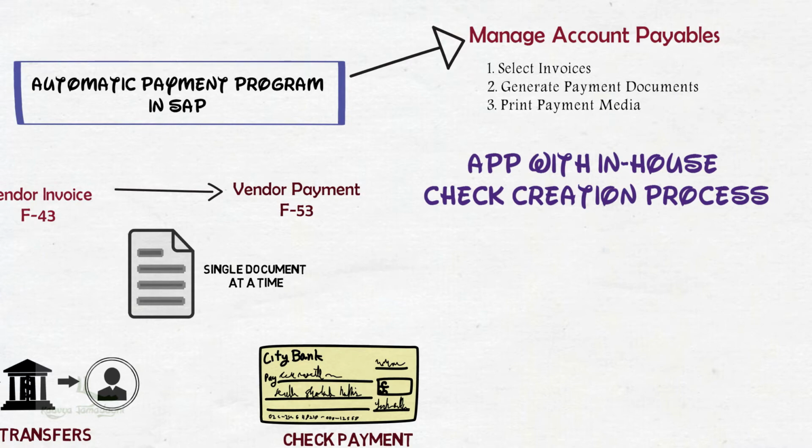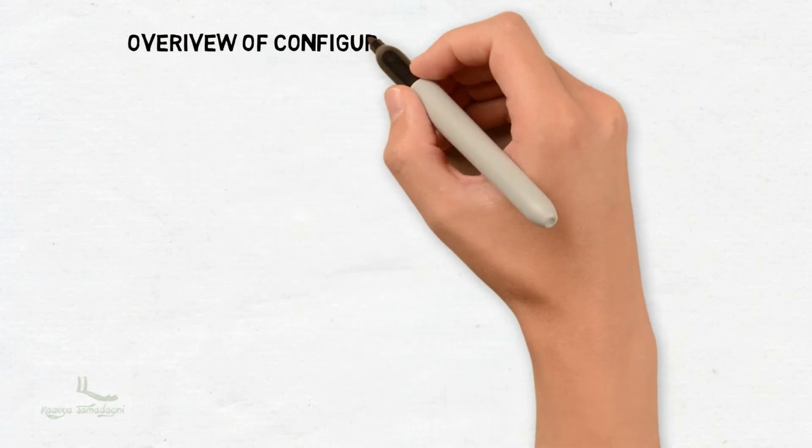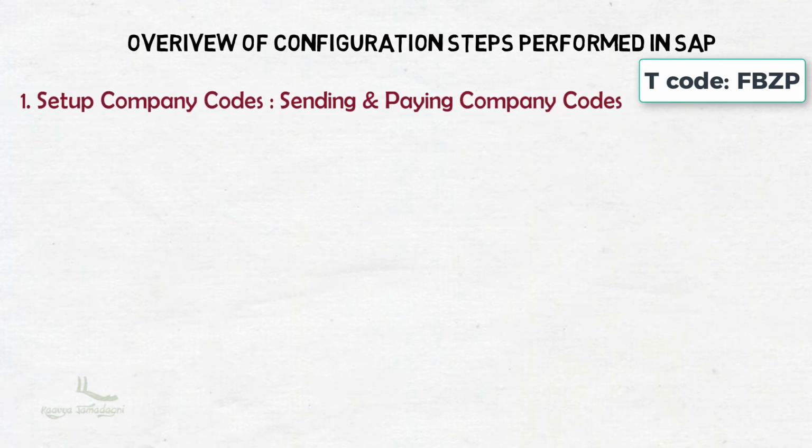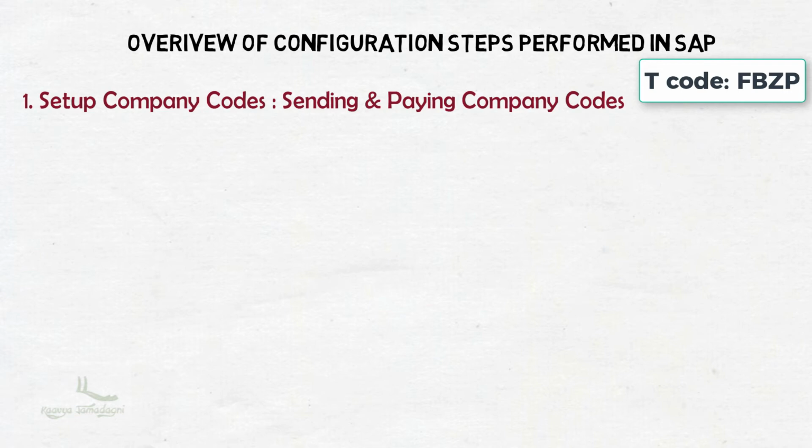So guys, let's look at the overview of the configuration steps which we will perform in SAP, which is related to APP. In SAP, we will perform all the configurations related to APP using the T code FBZP. So what is the T code which we will be using here? That is FBZP. Here the first step is we set up the company codes. That is, we define the sending company code and the paying company code.